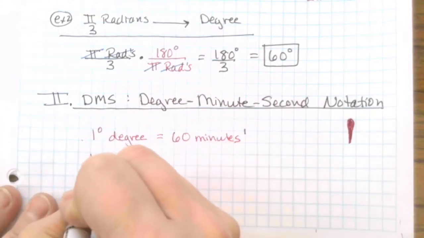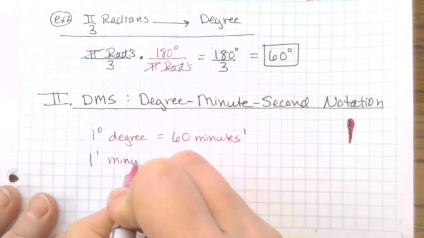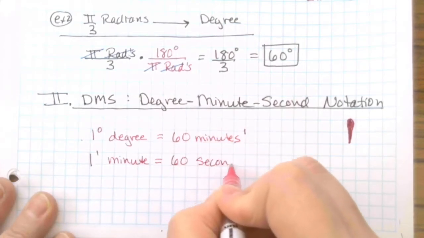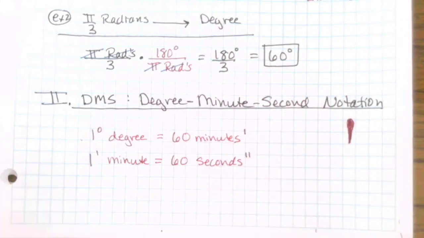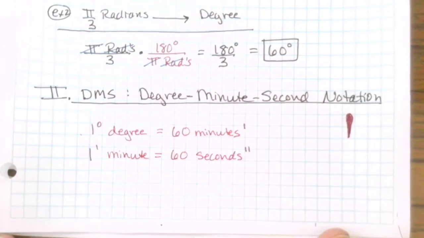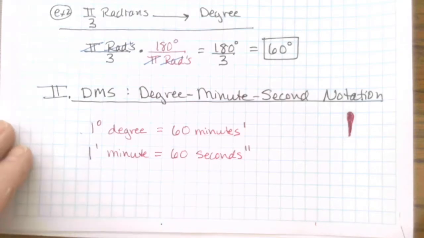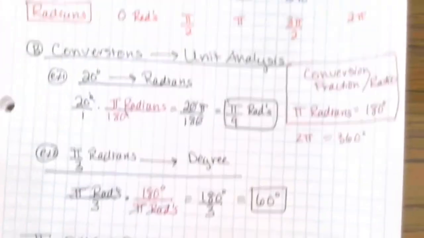Minutes, so 1 minute is equal to 60 seconds, which is a double prime symbol. You go, wait a second. Minutes and seconds, that sounds like time. It does. The Sumerians actually came up with our 60-minute hour, and they really liked the number 60 and 360, 360 days in a year. So yes, there is some similarity between that and time. All right, let me flip the page here.